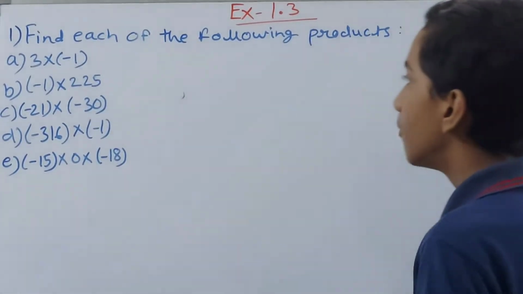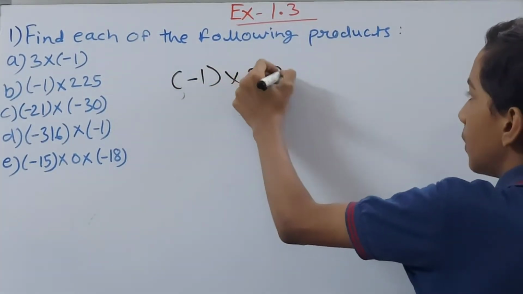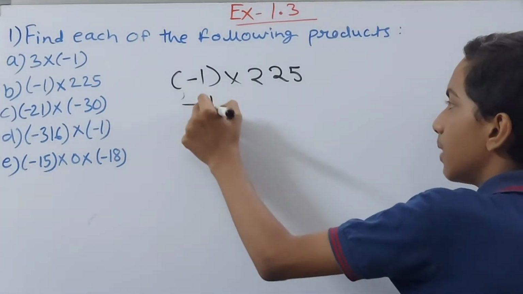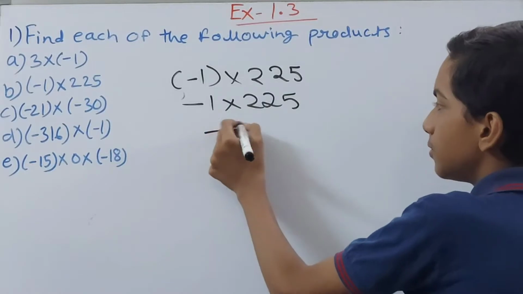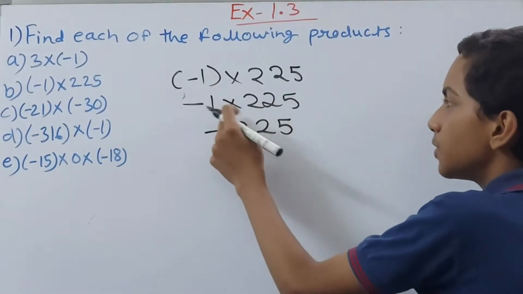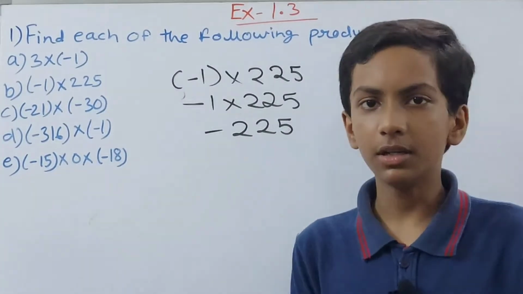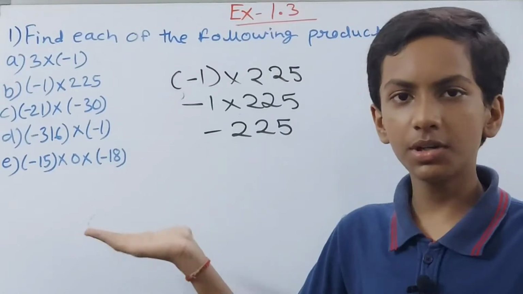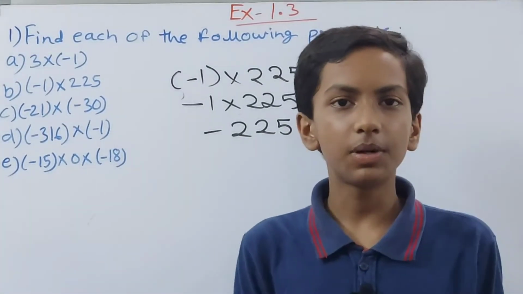Now we have minus 1 in the brackets into 225. If I open this, minus 1 into 225 will be minus 225. And why minus? Because again the two numbers have different signs, plus and minus. In this case we always put a minus sign, no matter which number is greater. Alright, let us move on to the next part.